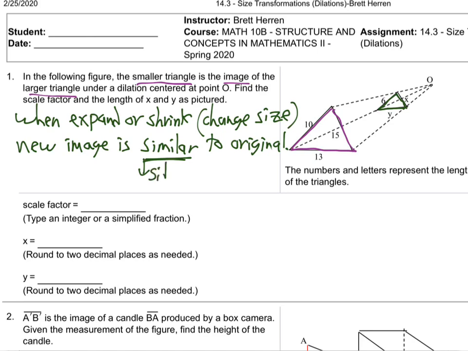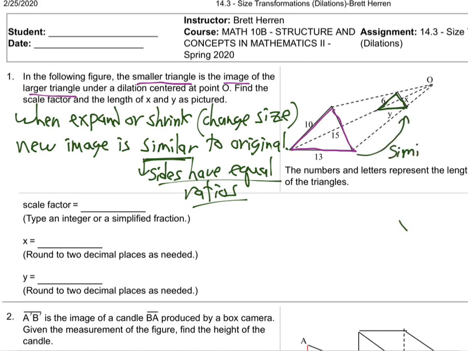The sides have equal ratios. That's what it means to be similar. So if the big purple triangle is similar to the little triangle, if those are similar, that means the ratio of their sides is going to be equal. So how much is it? The left side 10 has shrunk down to 6.